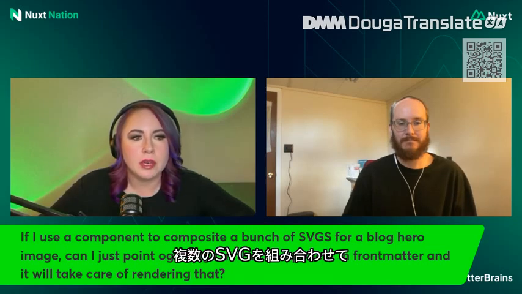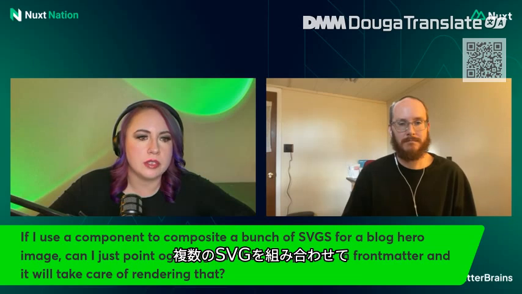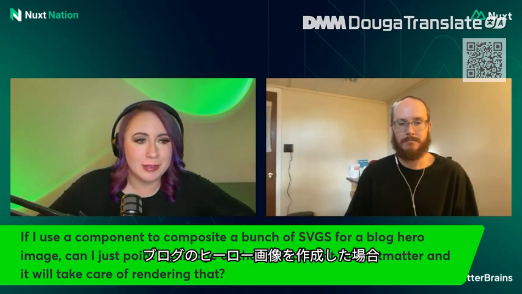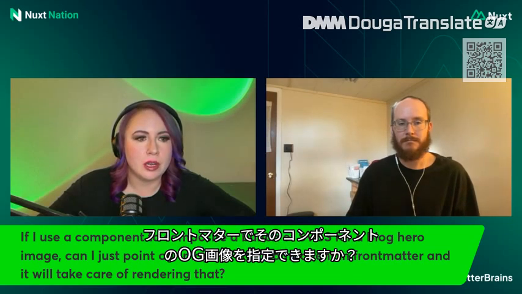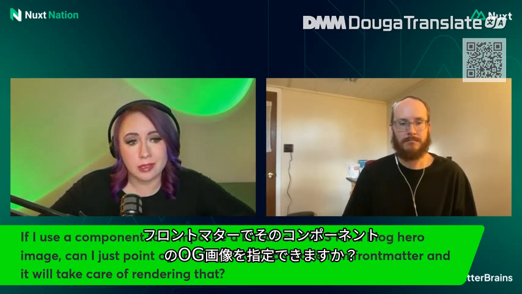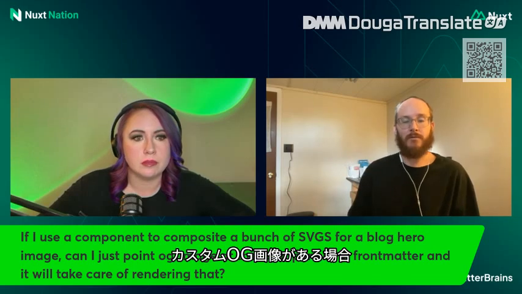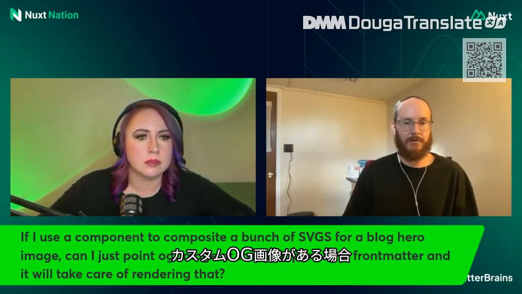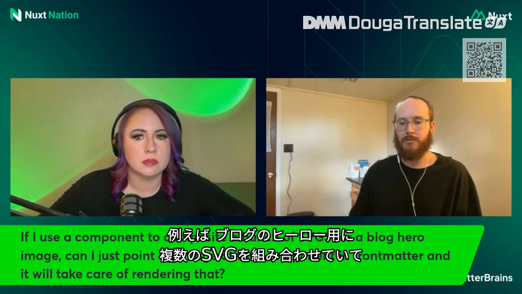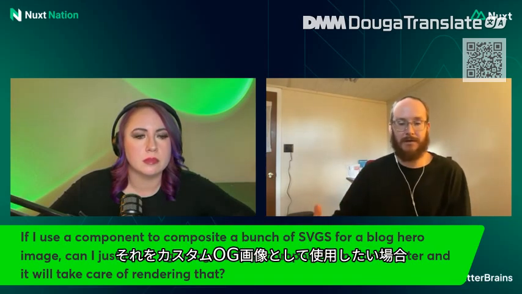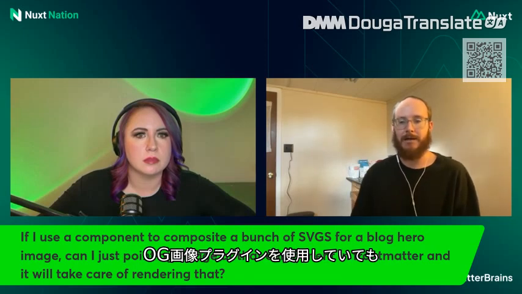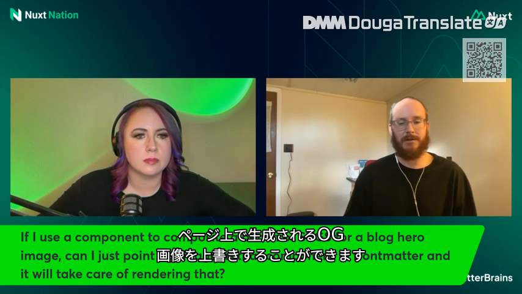If I use a component to composite a bunch of SVGs for a blog hero image, can I just point OG image at that component in front matter, and will it take care of rendering that? So what we do is, if you have a composite of a bunch of SVGs for a blog hero, and you want it to be a custom OG image, you can override the generated OG image on the page, even if you're using the OG image plugin.